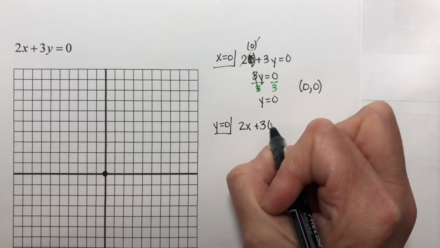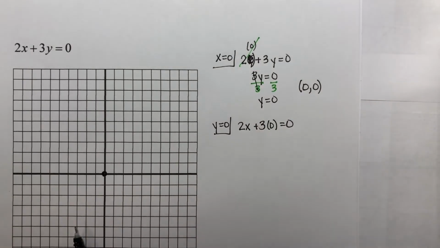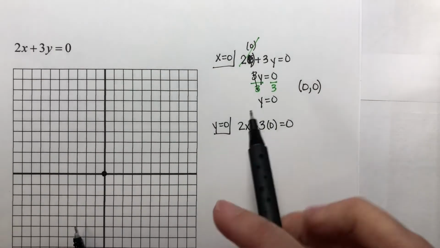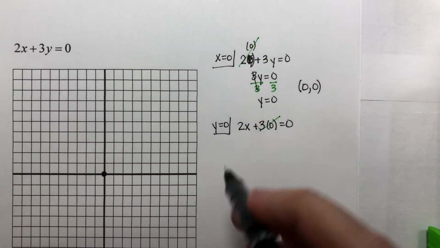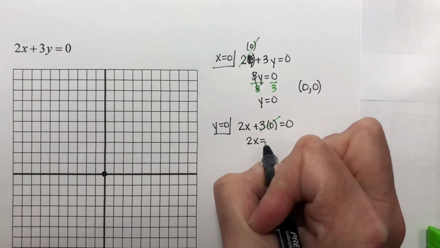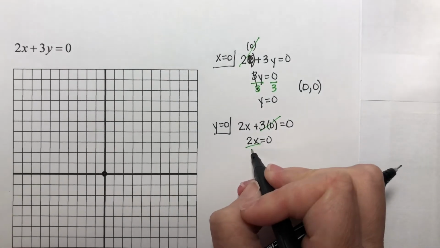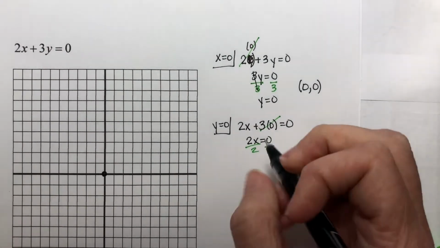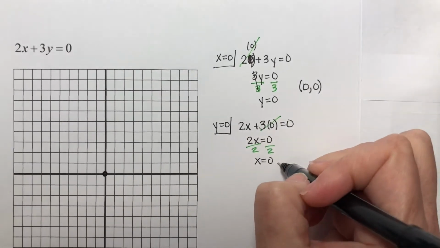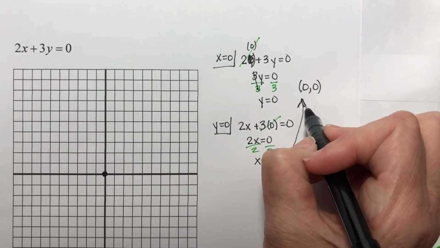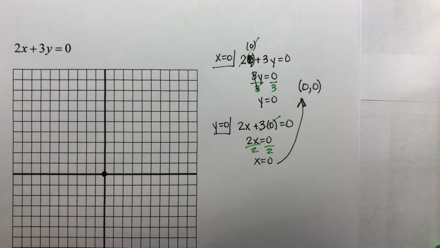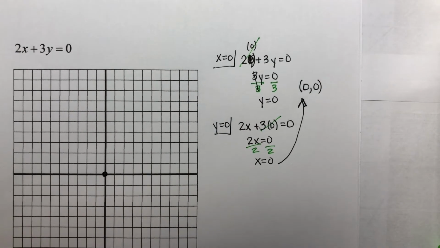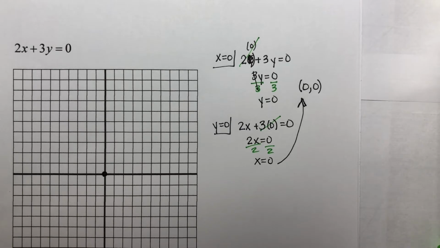Let's look at it. I just plugged in 0 for y. That term goes away, so I have 2x equals 0. Divide both sides by 2, and you get x equals 0, which is precisely the same point as that. So I technically have two intercepts. It just happens that my x-intercept is the same as my y-intercept. And you cannot draw a line through one point. You need a minimum of 2 points.